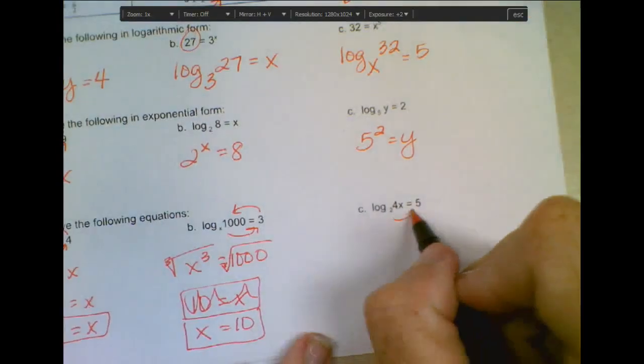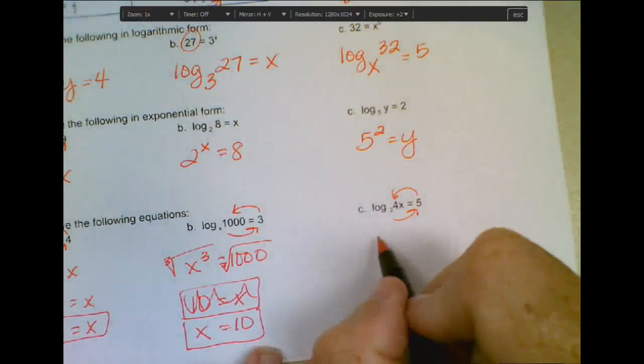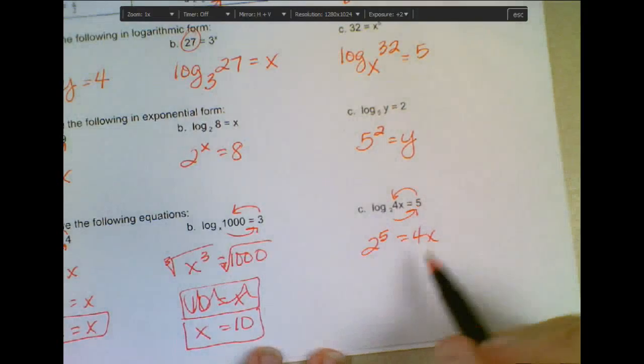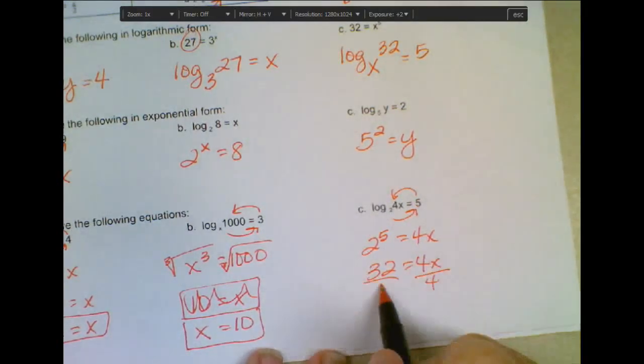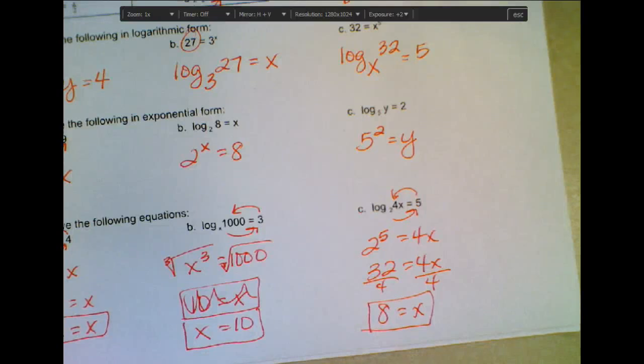For C, use the circular pattern again. So 2 to the 5th power equals 4x. 2 to the 5th power is 32. Dividing both sides by 4, x equals 8. So that's the logarithm page for module 1.3. We will be going over these in class, and you will be using logarithmic form more in 1.4 and 1.5.